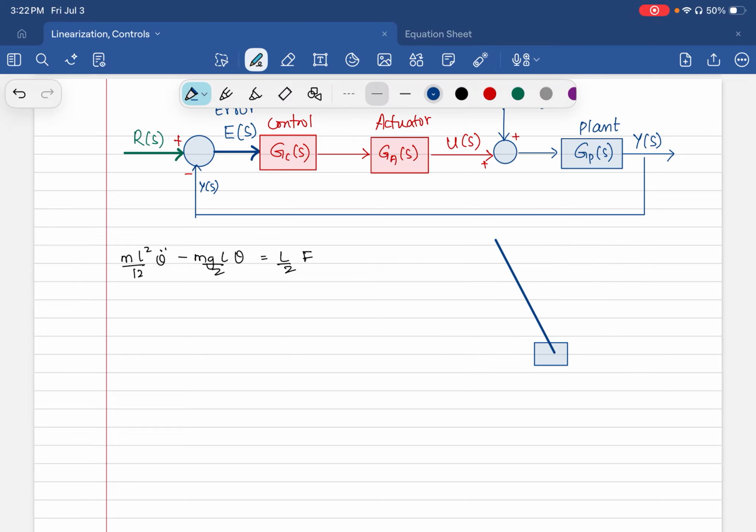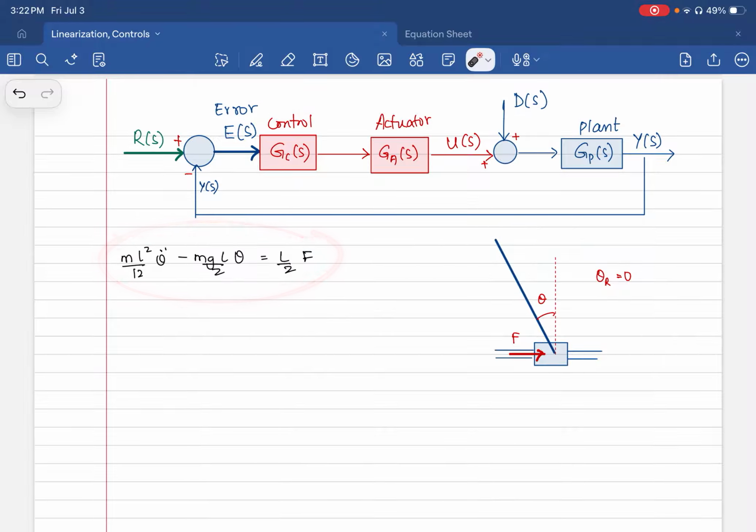And this is on a sliding rail. And we have this force F that's acting on it. And our objective is to keep this theta as zero. That's how you want to control the system. So theta r, the reference, is equal to essentially zero the whole time.